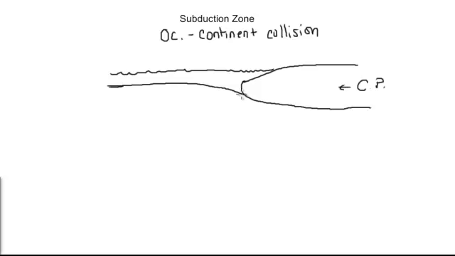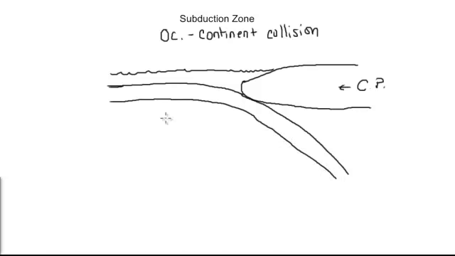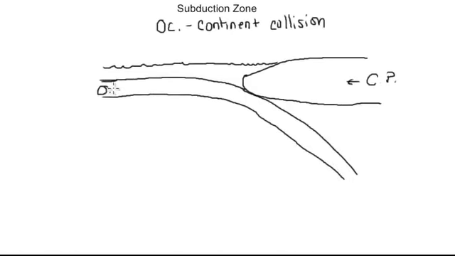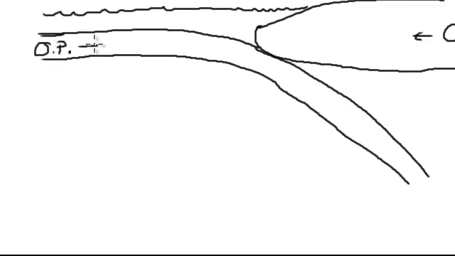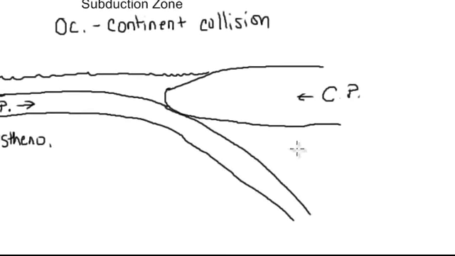Whenever an oceanic plate collides with a continental plate, it's always the oceanic plate that's going to subduct, because the continental lithosphere is not dense enough to sink down into the asthenosphere. So we've got our oceanic plate moving to the left, and these are colliding. We still have the asthenosphere down here below.